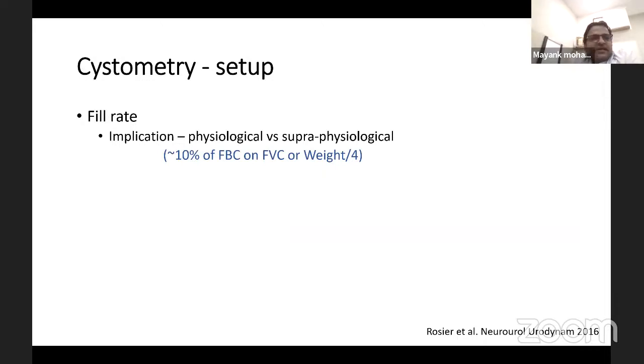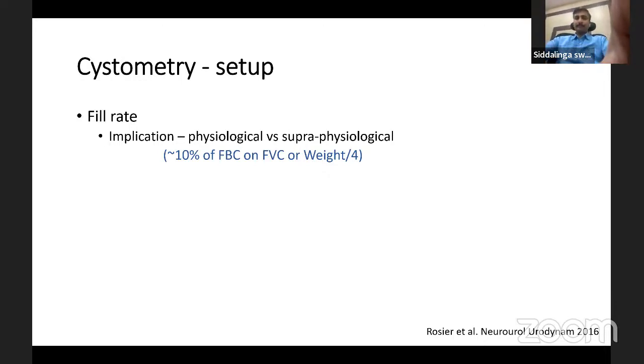Now, once we have started, what is the patient position? Supine, sitting, or standing? Typically, the studies are done in sitting position. Now, there might be exceptions. Supine for patients who are quadriplegic, where we just want to know the bladder compliance. Standing, if the patient is not able to pass urine in the sitting position. Typically, we will start the study when the patient is in sitting position.